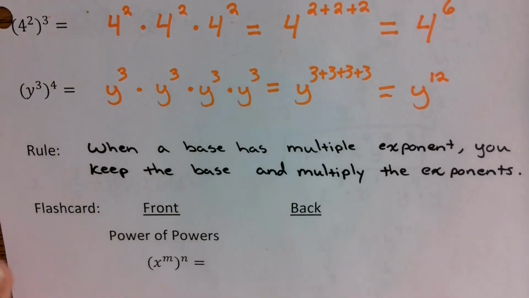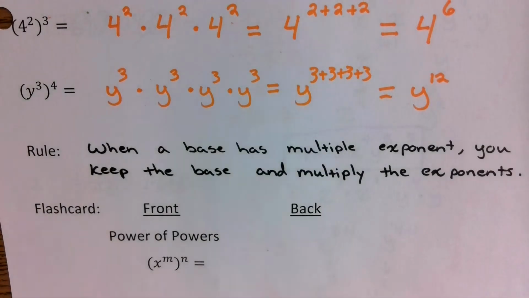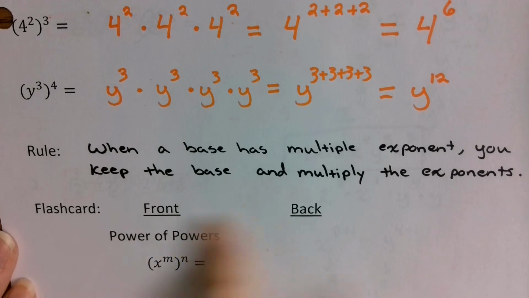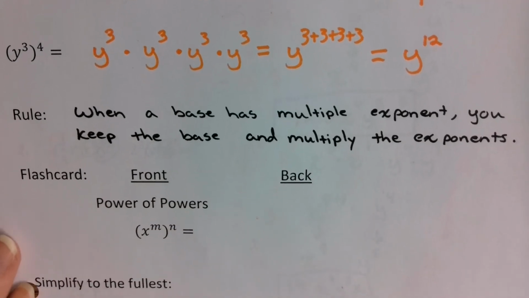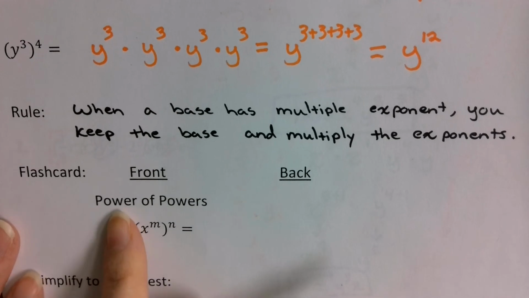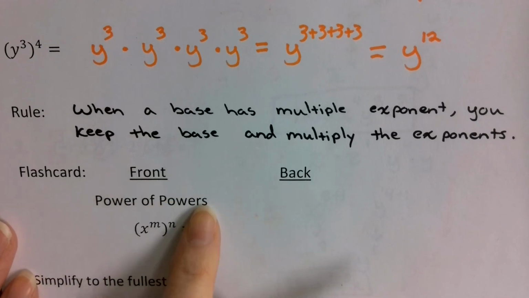Okay? If a base has more than one exponent, you keep the base as it is and you multiply the exponents. Then simplify as you can. So obviously 4 to the 6, we could actually simplify that. Now, flashcards. Those of you who will be making your flashcards, because you do need to make sure you memorize the rules. It's called a power of powers.